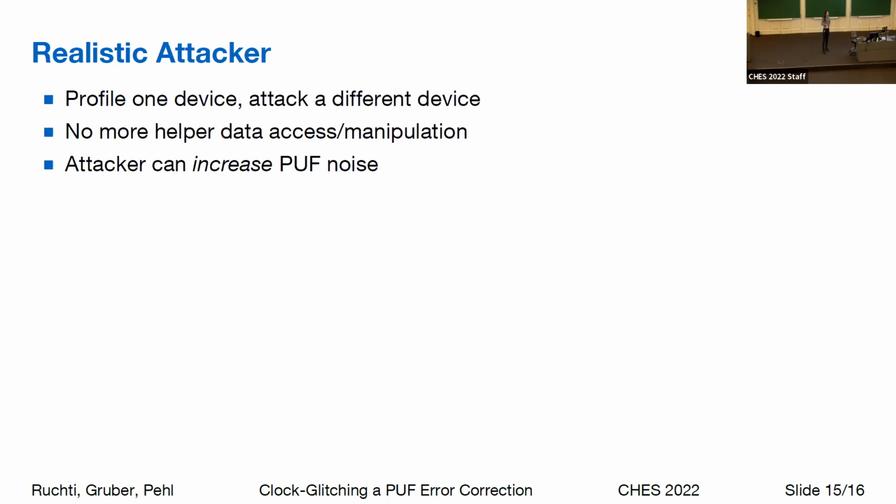Last but not least, I said I was going to introduce a more realistic attacker notion. So we are no longer allowing on-device profiling: we profile one device and attack another. Also, we now consider helper data manipulation detection schemes, so we allow neither helper data reading nor writing. What we allow the attacker to do is to increase the PUF noise. You can imagine you might heat up your device to insert additional bit flips in the decoding process through PUF noise instead of helper data manipulation.